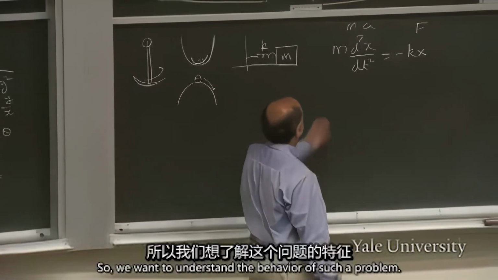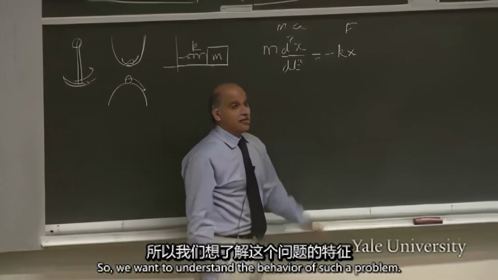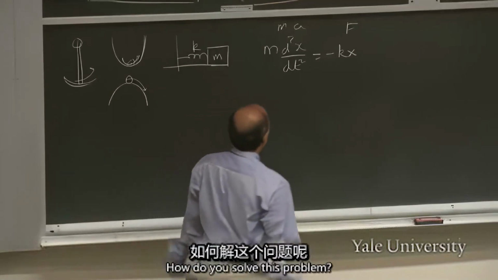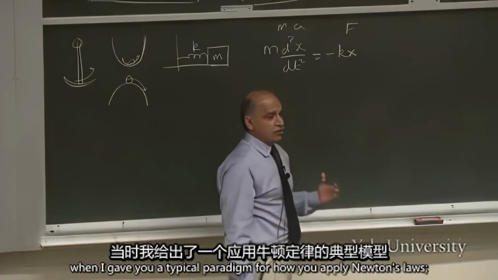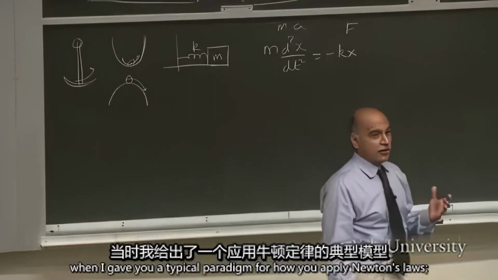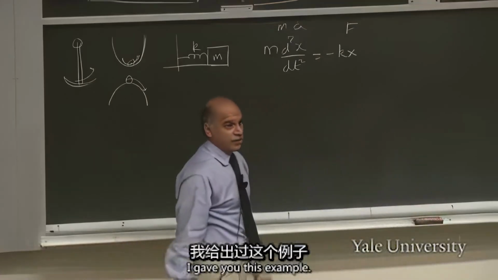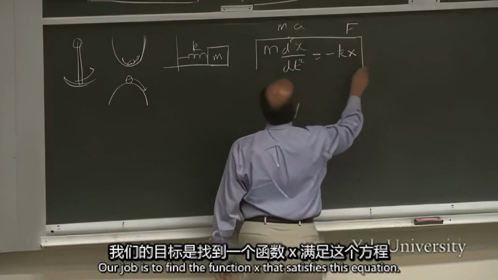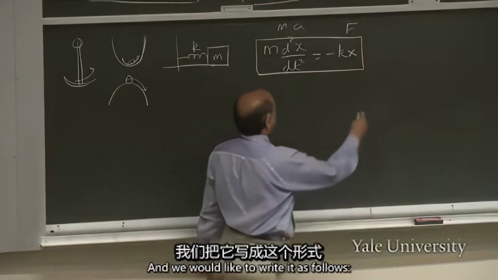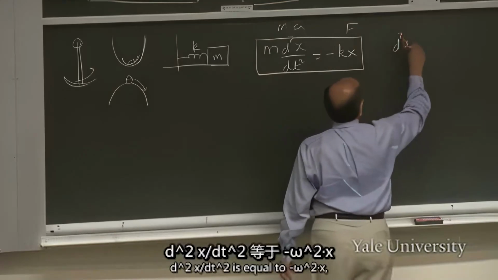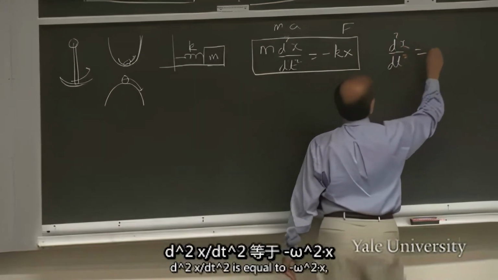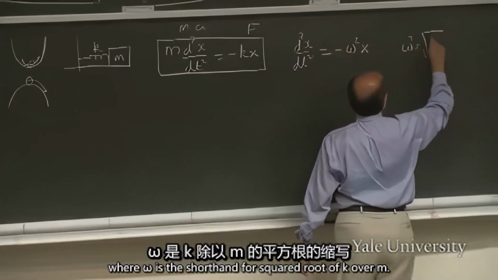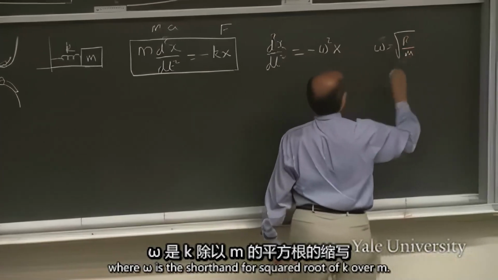So we want to understand the behavior of such a problem. We want to solve this problem. So how do you solve this problem? Well, I did it for you long back. When I gave you a typical paradigm for how you apply Newton's laws, I gave you this example. So I'm going to go through it somewhat fast. Our job is to find the function x that satisfies this equation. And we would like to write it as follows: d2x over dt squared is equal to minus omega squared x, where omega is the shorthand for square root of k over m.